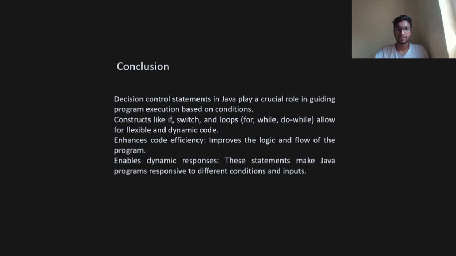Decision control statements in Java play a crucial role in guiding program execution based on conditions. Constructs like if, switch, and loops allow for flexible and dynamic code, enhance code efficiency, improve the logic and flow of the program, and enable dynamic responses. These statements make Java programs responsive to different conditions and inputs.